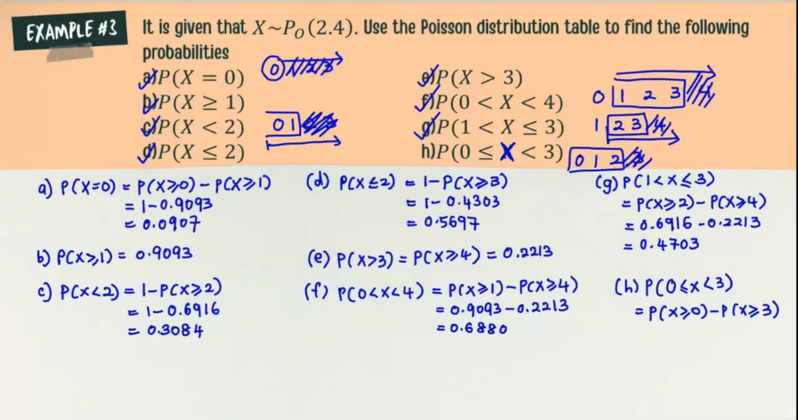Okay, so 0 tadi kita dah tengok jawapan dia adalah 1. So 1 tolak greater than or equals to 3. Ada cari tak? Oh here, sini greater than or equals to 3, 0.4303. So 1 tolak 0.4303 dapat jawapan 0.5697. So inilah dia cara-cara untuk kita gunakan table yang melibatkan Poisson.